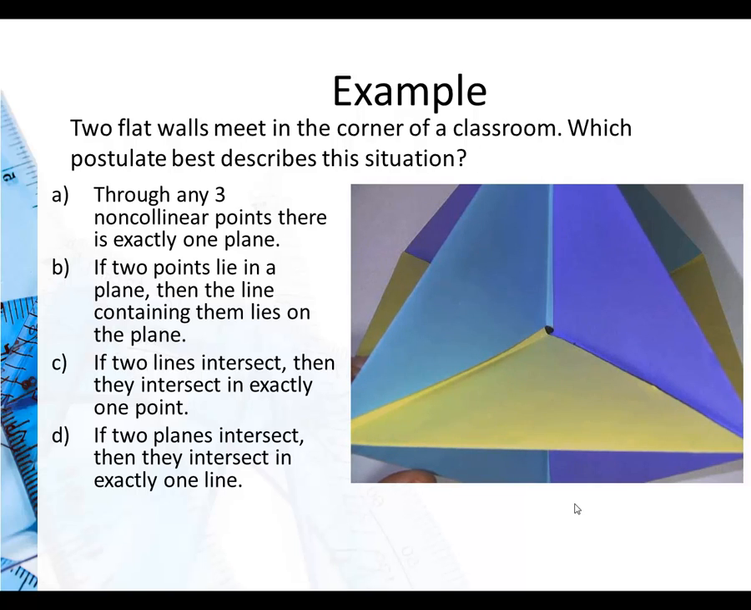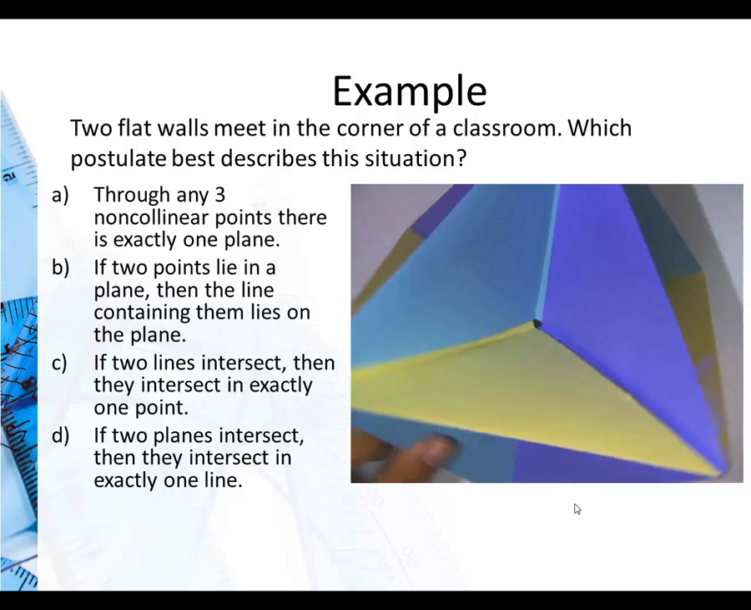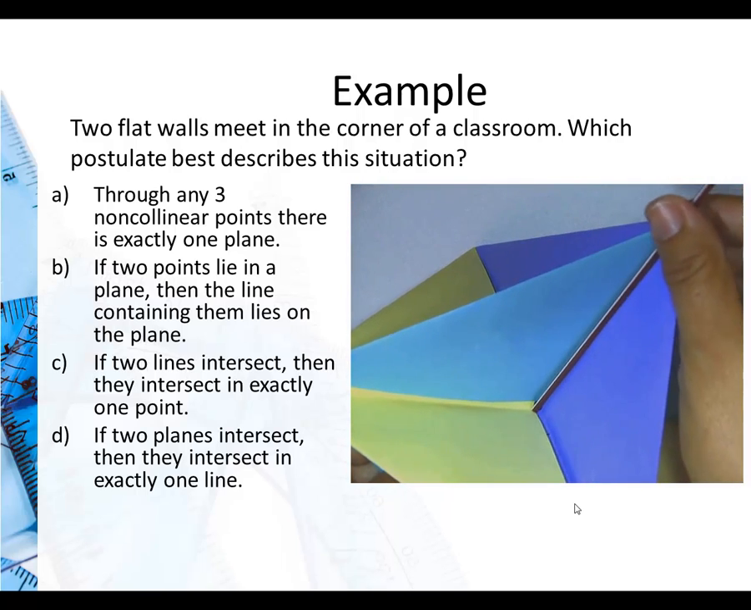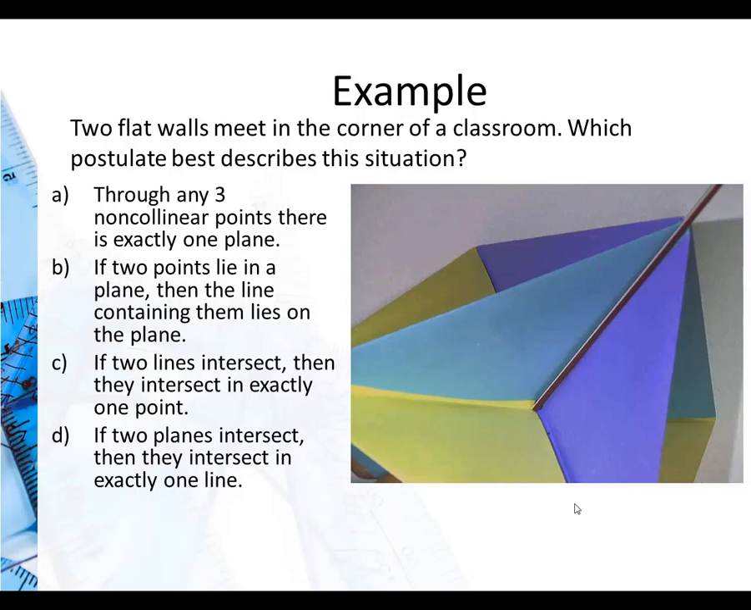And choice D, if 2 planes intersect, then they intersect in exactly 1 line. So here's a plane, there's a plane, pretend those are the walls in the classroom. And if you look at that intersection where they meet, it is a line. Now, admittedly, here, a line segment. But the idea is since planes go on forever, it would be a line.